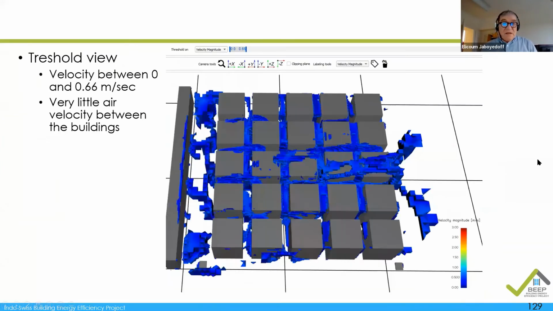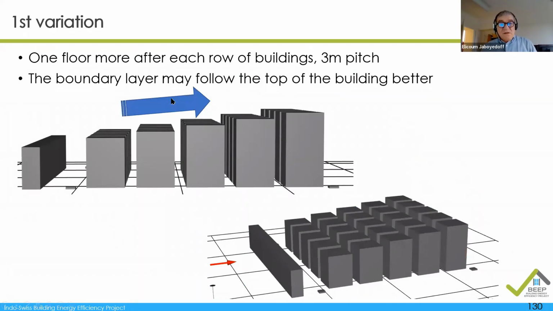And then if you use the threshold view, you can visualize that there is really a very low velocity between the buildings, and that there is very little air flowing between the buildings. Which means that cross ventilation just does not exist. So now the idea is, again, this is an illustration.